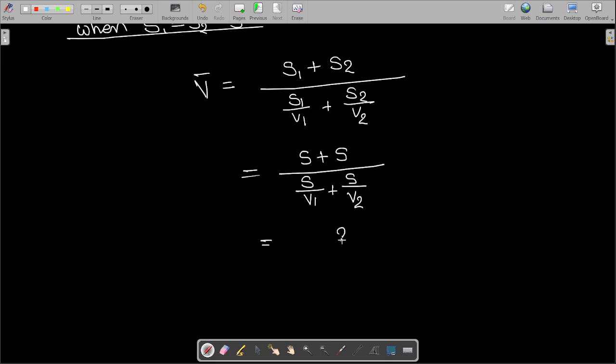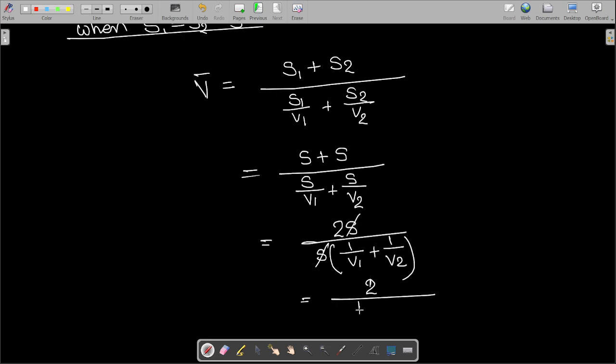It will be 2s upon, take the s common in both terms, 1 by v1 plus 1 upon v2. Okay, cut the s here, it will be 2 upon 1 by v1 plus 1 by v2.